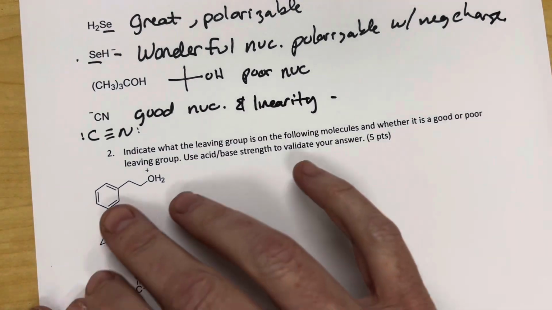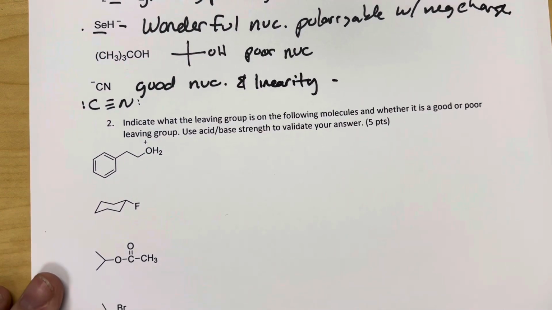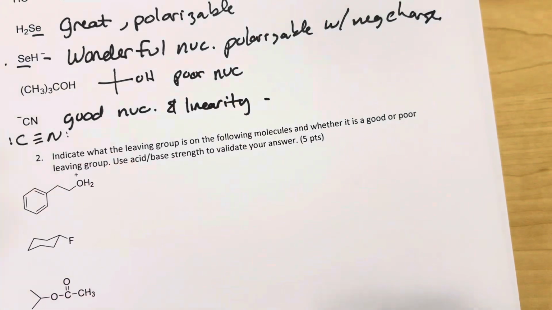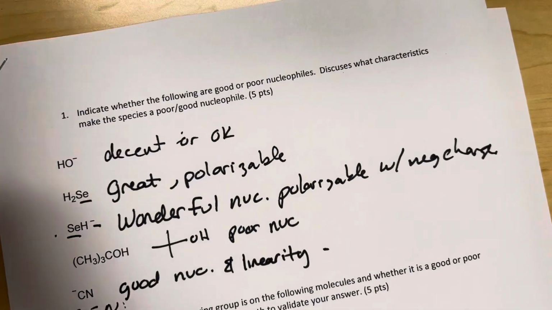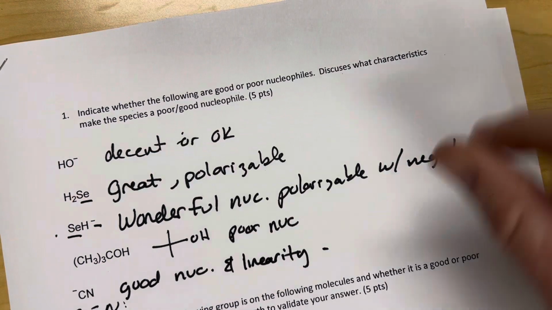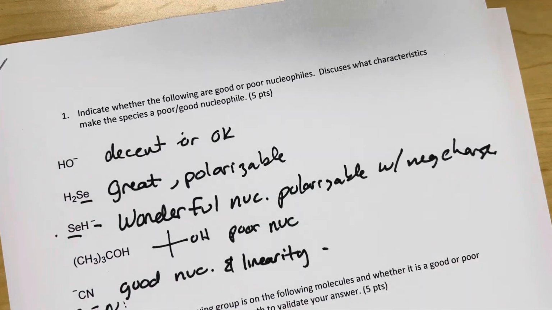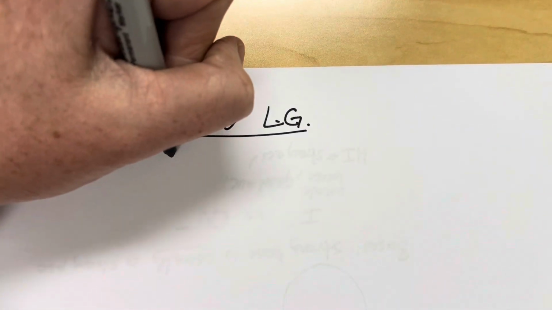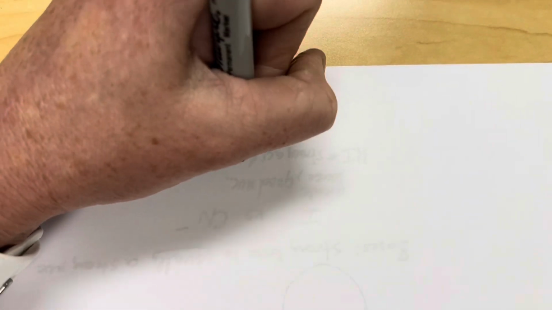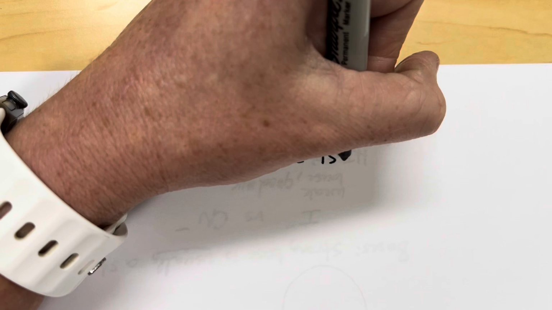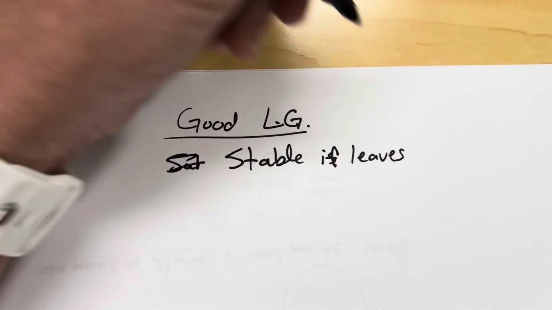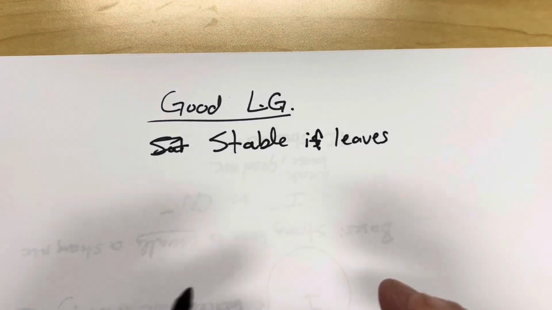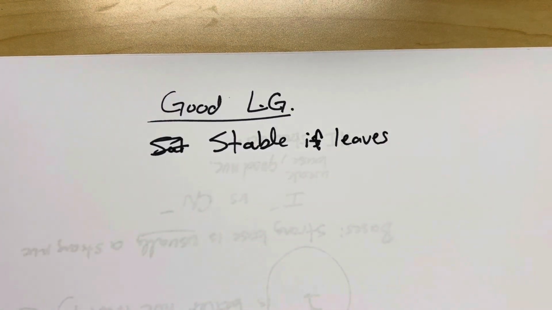Okay, so let's look at leaving groups now. Let me grab another piece of paper. Something that's going to be a good leaving group is going to be stable if it leaves. If it pops off of something, if what results is stable, then it has no problem popping off. And that makes it a better leaving group.